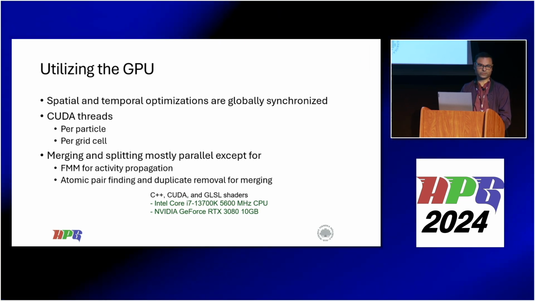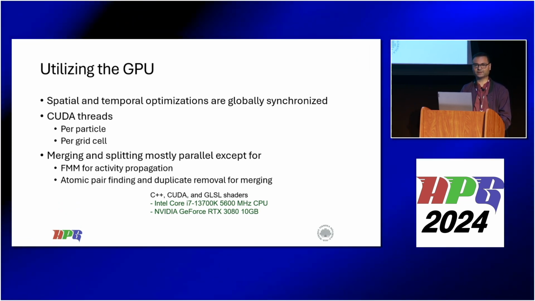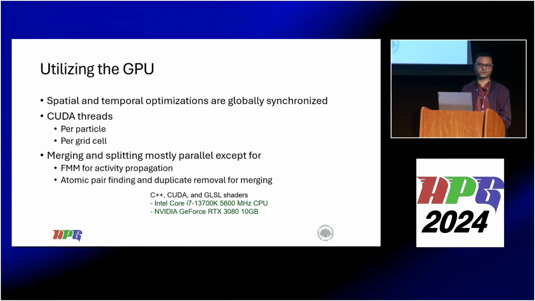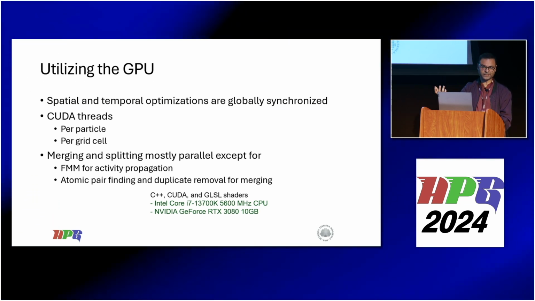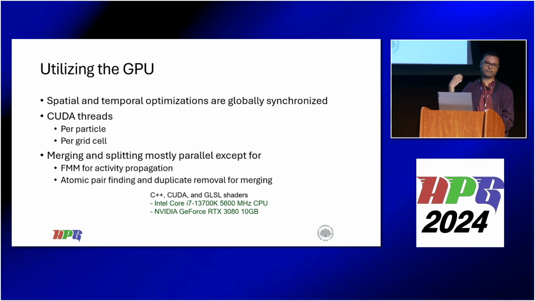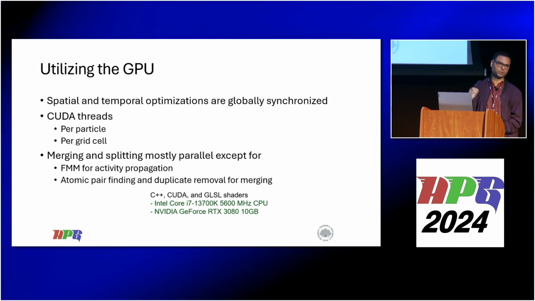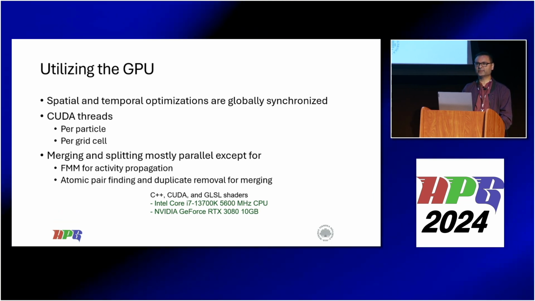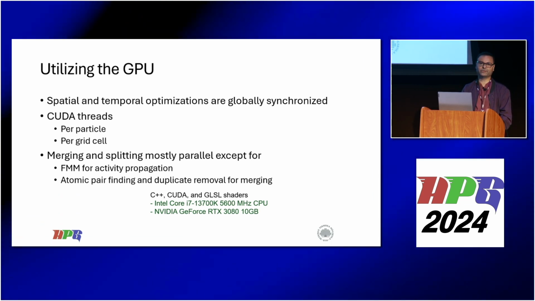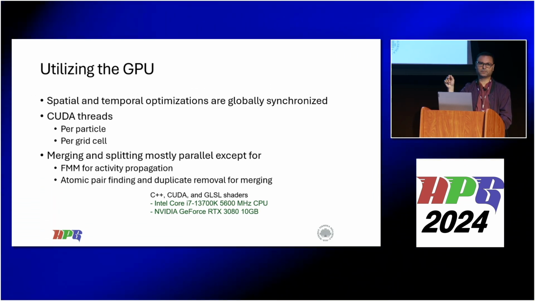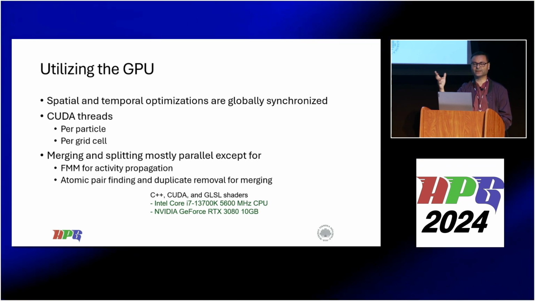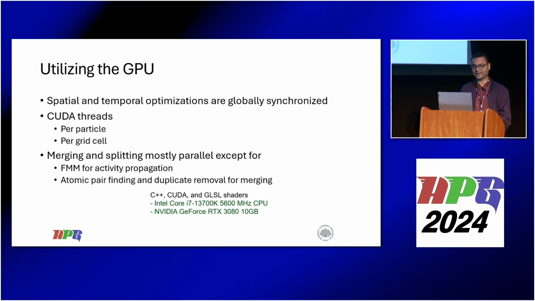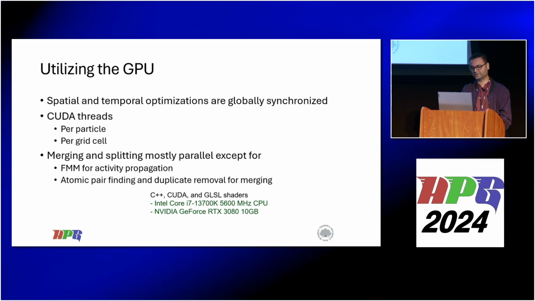We have CUDA threads because we have implemented this using C++ and CUDA and GLSL. In the CUDA threads, we have two kinds of threads. One is the per-particle thread, which means that every thread is given the responsibility to compute physics attributes for each particle. But when we are determining the activity for every grid cell, that is done through CUDA threads too, and one thread is launched per grid cell.